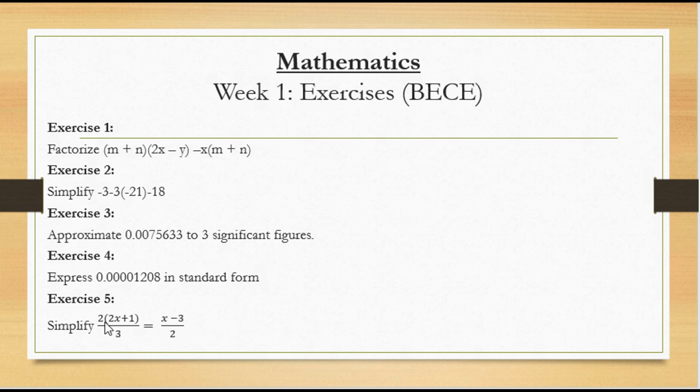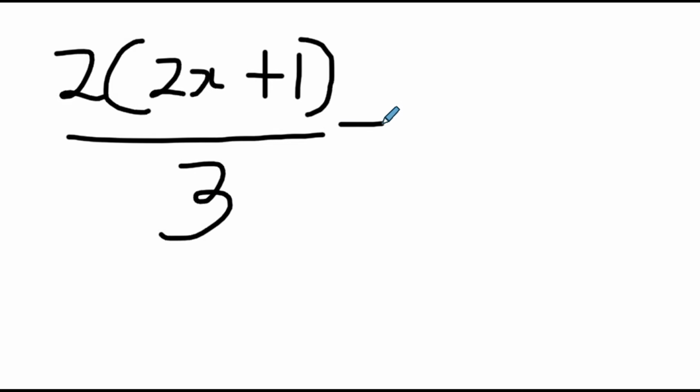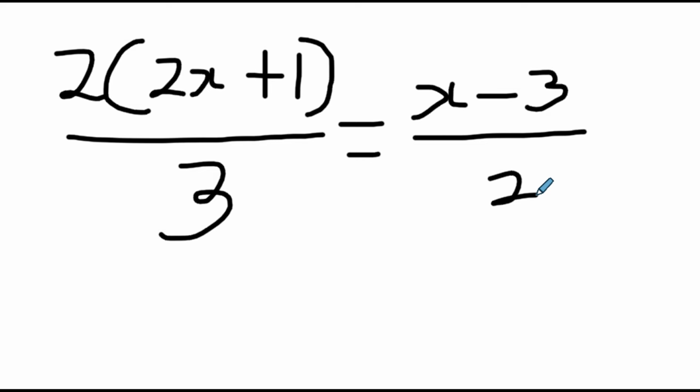Let's solve example 5 to simplify this equation. We are asked to simplify 2 brackets 2x plus 1 over 3 equals x minus 3 over 2. So we are asked to do what?